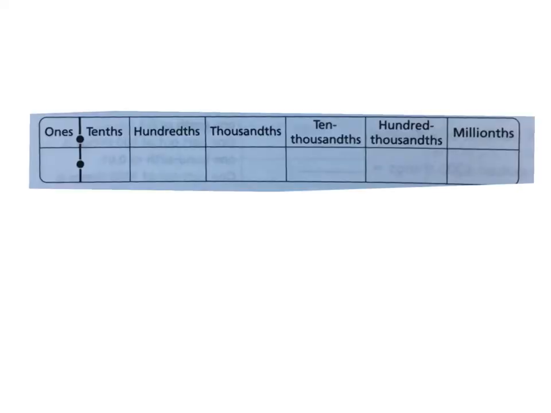Here is a cutout of the place value chart to the millionths. Can I ask you to place 5 millionths into this place value chart? Where would you place it? Press pause and find it out. Great. If you put the 5 millionths right here, you are correct.